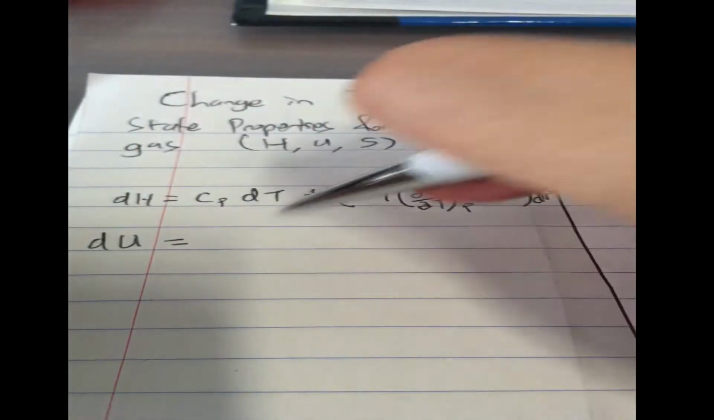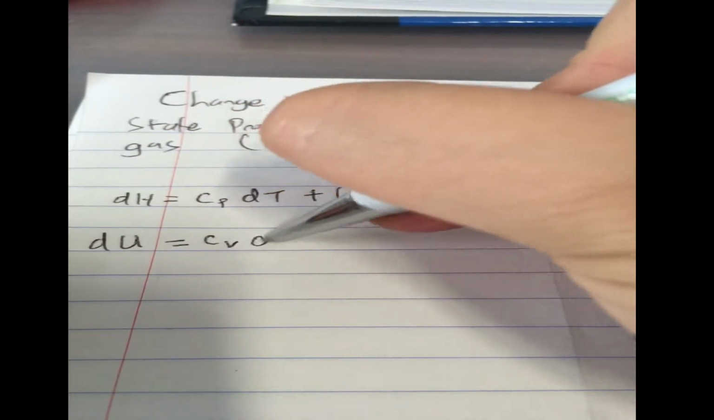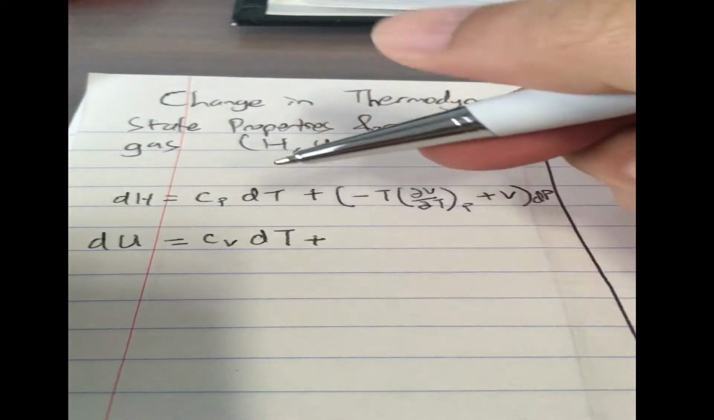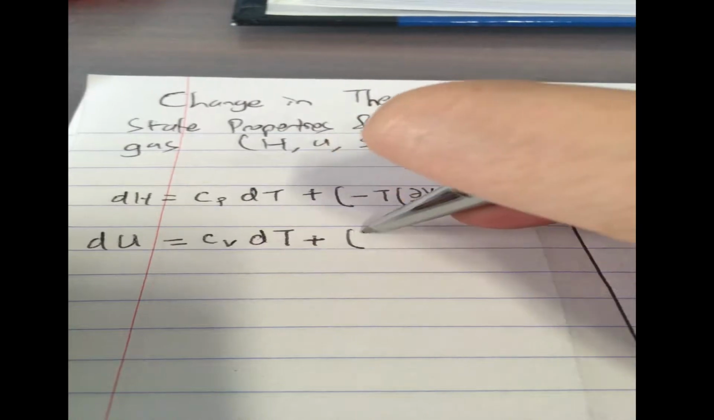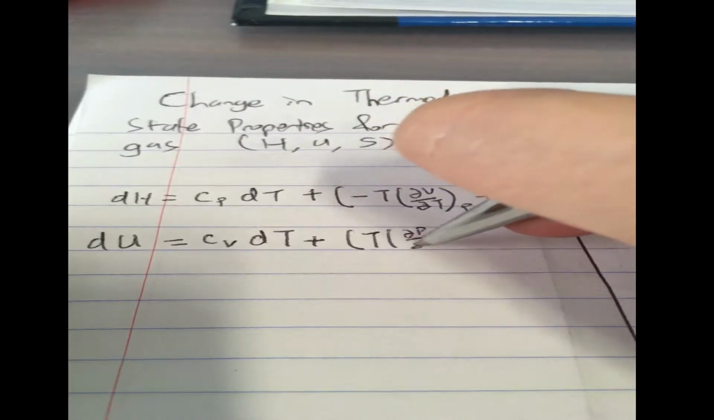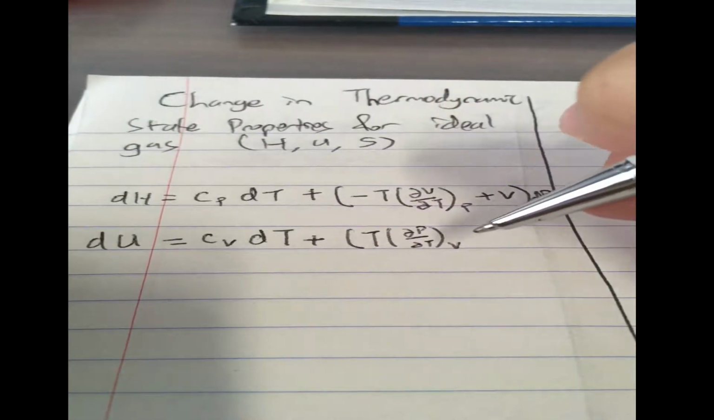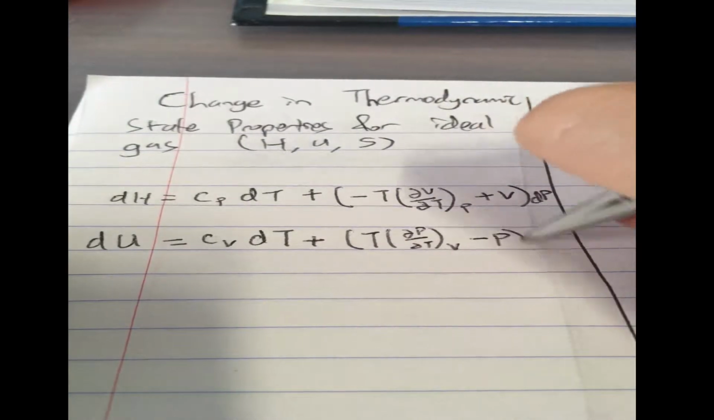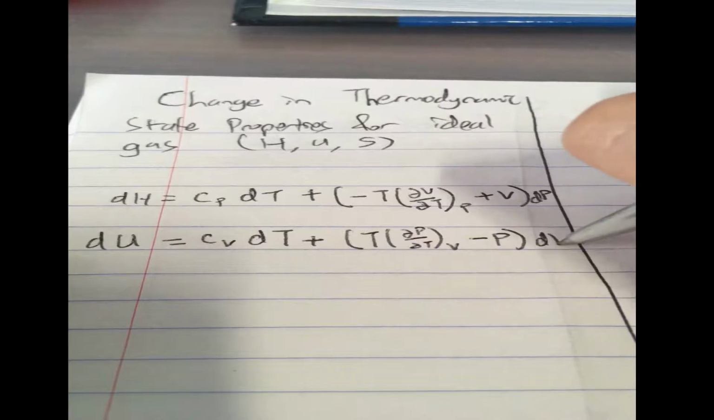dU equals Cv dT plus T (del P del T, keep volume constant) minus P dV.